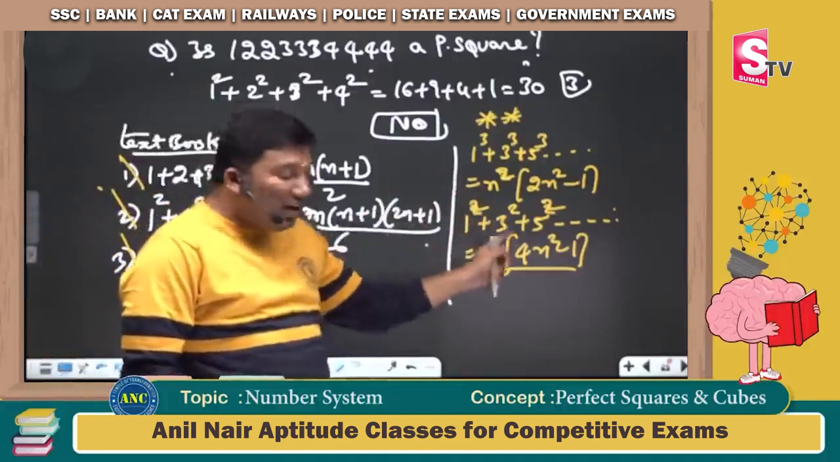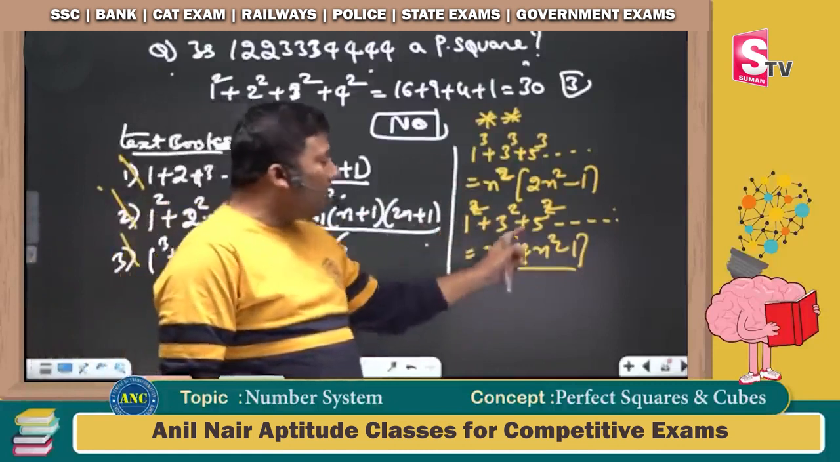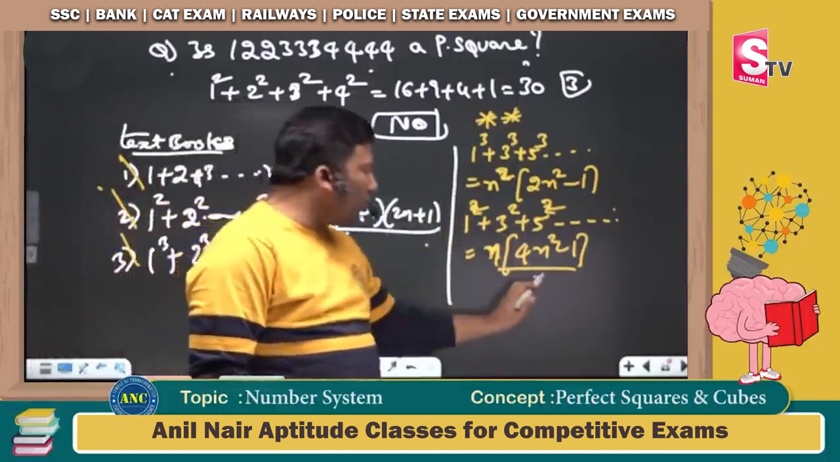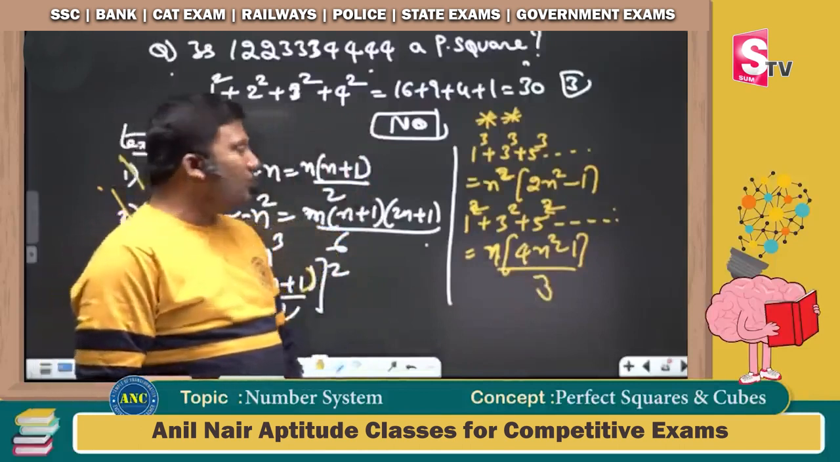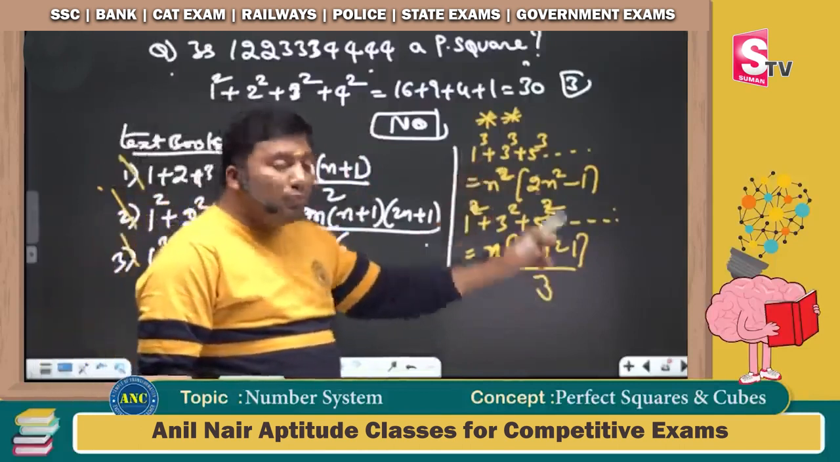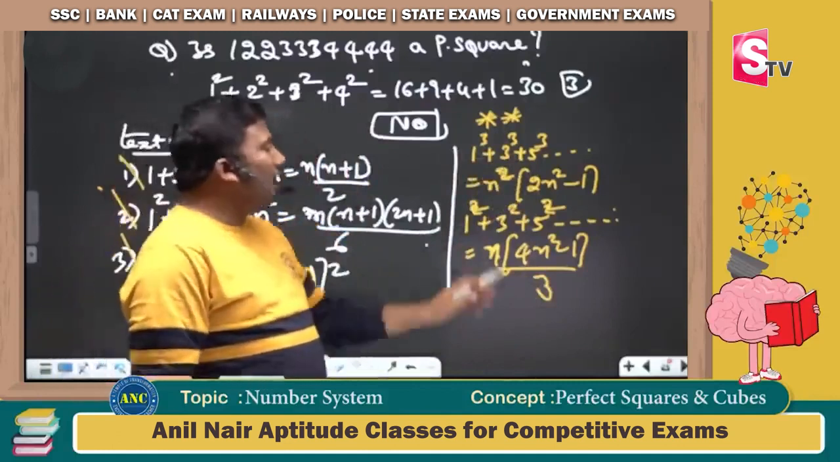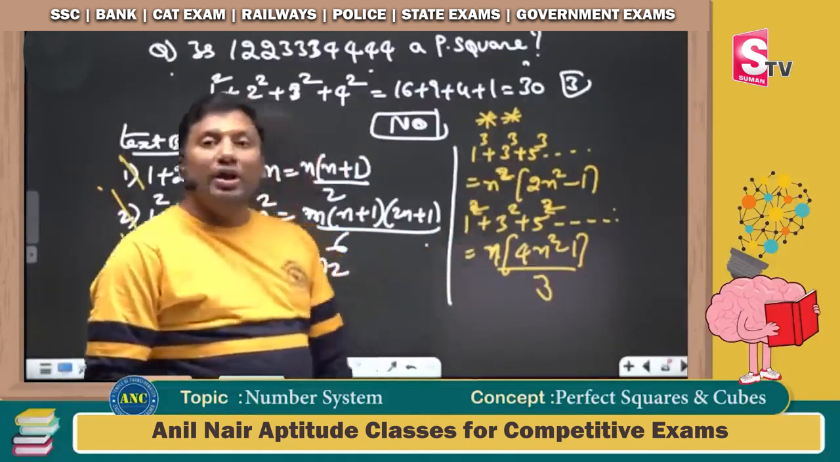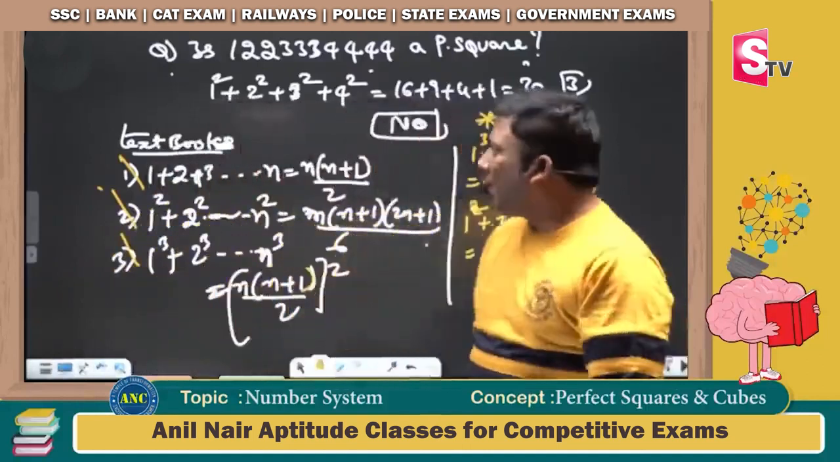Sum of the squares of the odd numbers: n into 4n square minus 1 by 3. Sum of the cubes of the odd numbers, 1 cube plus 3 cube plus 5 cube: n square into 2n square minus 1.